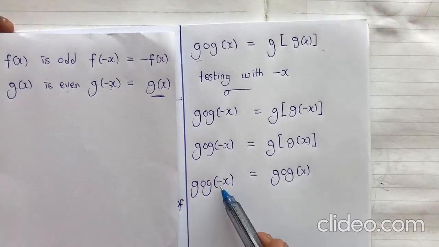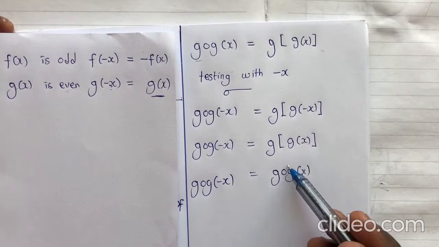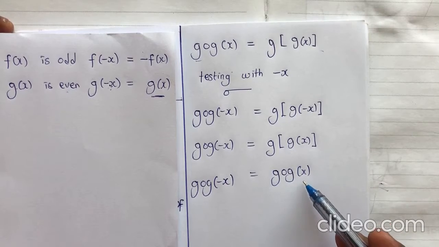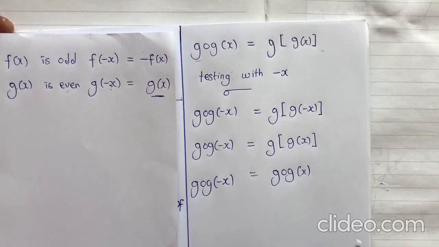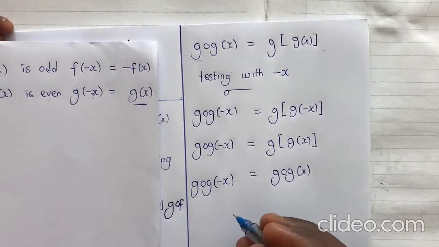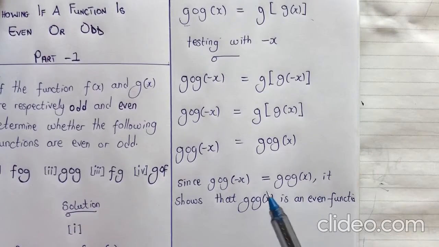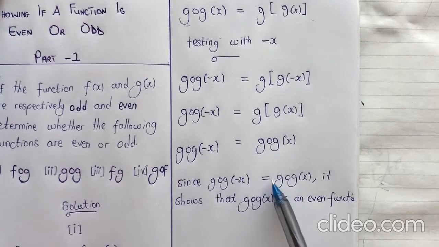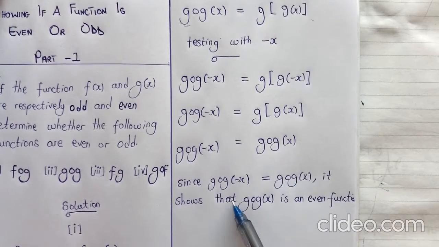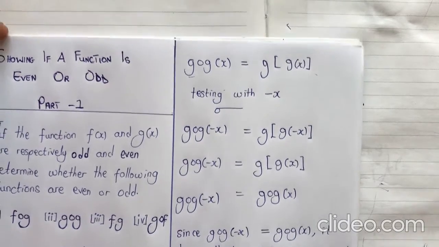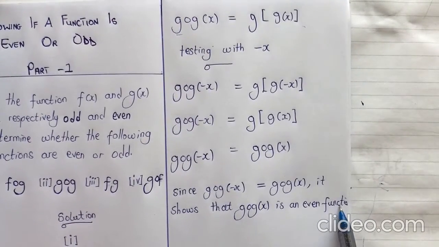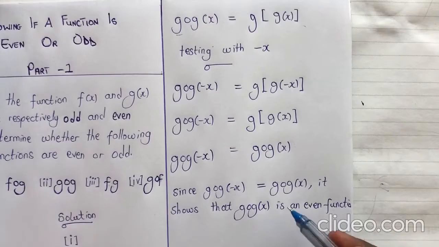Why? Because when we test with a negative x, we are getting the same original equation, which is still what? A positive function. So this is an even function. So we write the same statement: since gog of negative x, which is this, is equal to gog of x, it shows that gog of x, the main function given to us, is an even function. So you leave it here.